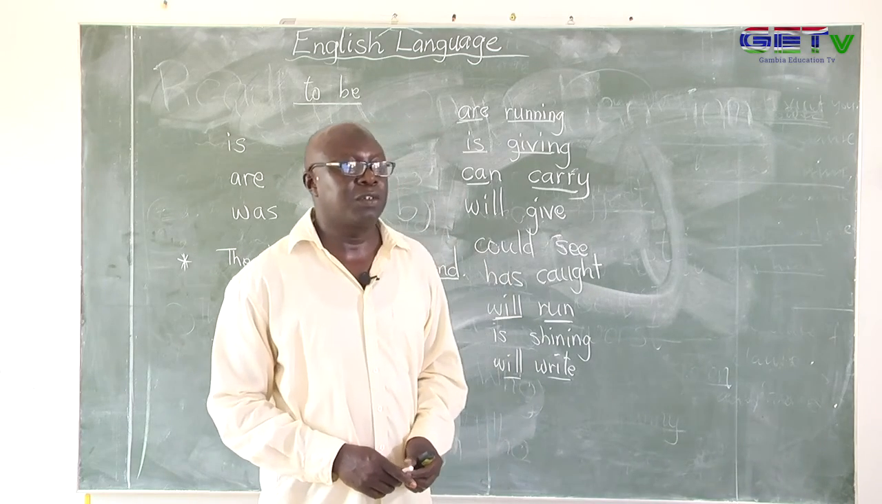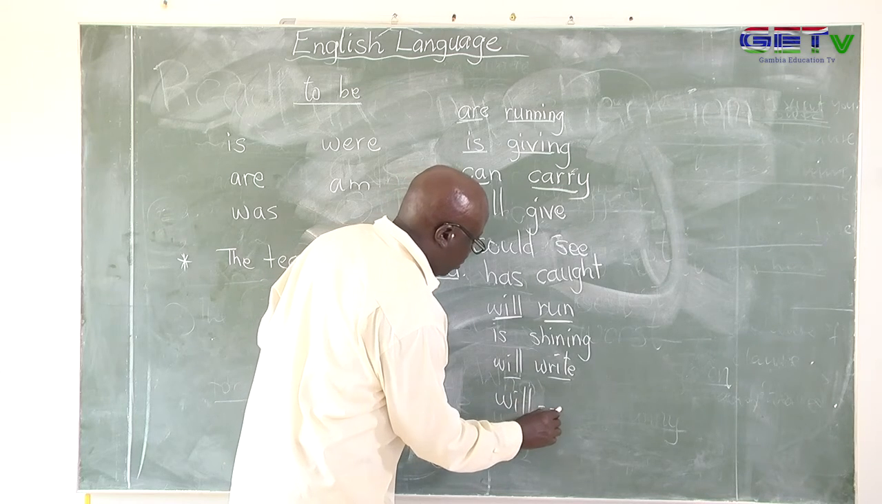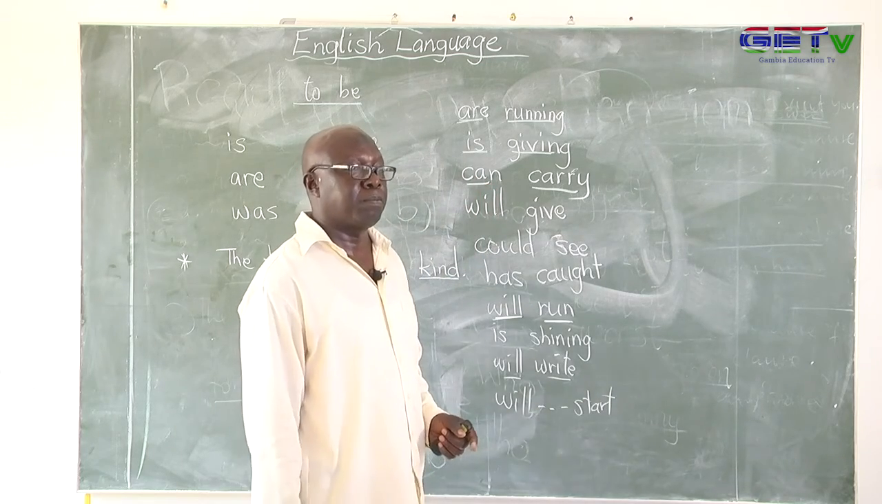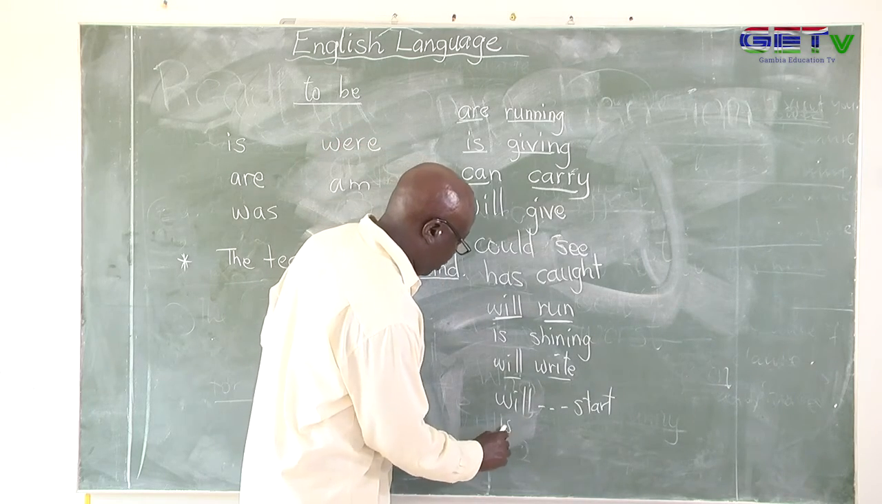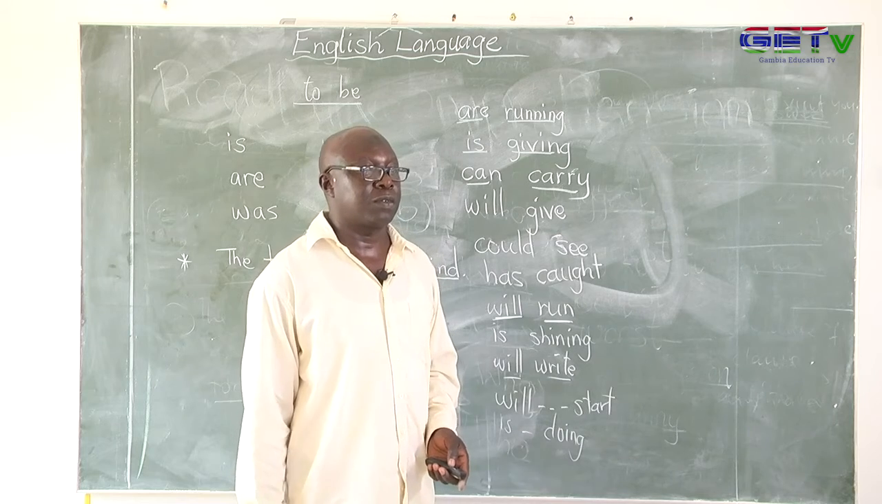What time will the lesson start? Not necessarily can they all be together all the time. Sometimes they can be different parts of the sentence. What time will the lesson start? So you have will, the lesson start. What is he doing? Is and doing again. Those are the answers for that.